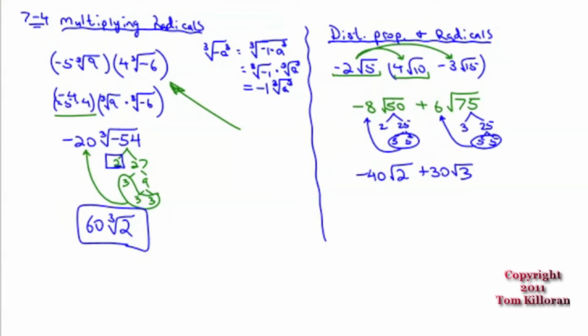Can I do anything else from this point? No, you're stuck. Square root of 2 is like x, square root of 3 is like y. They have unlike terms. Don't force an issue. All right.